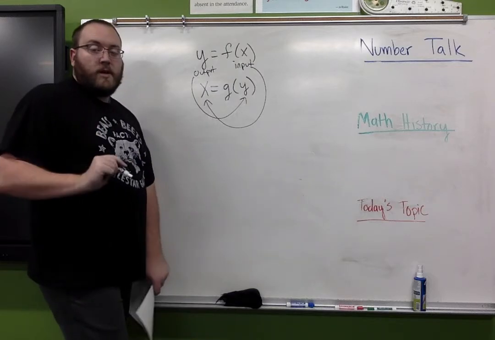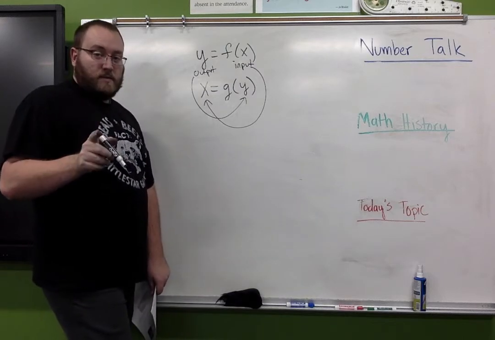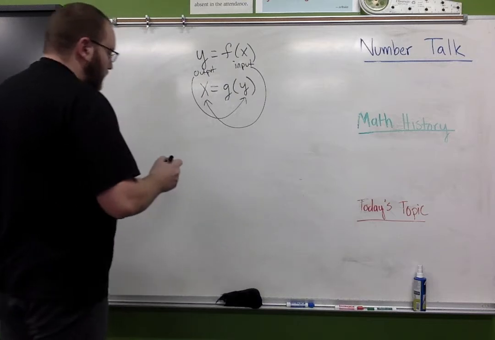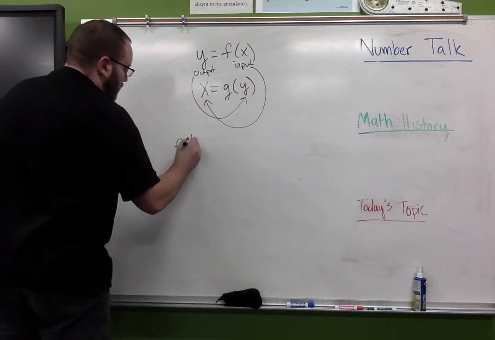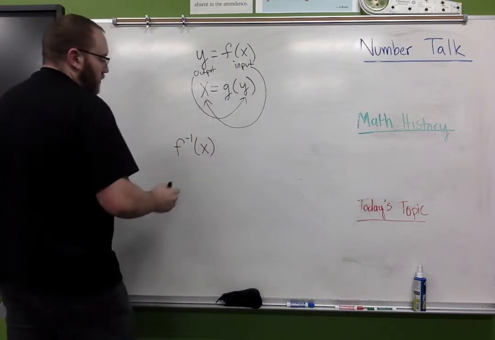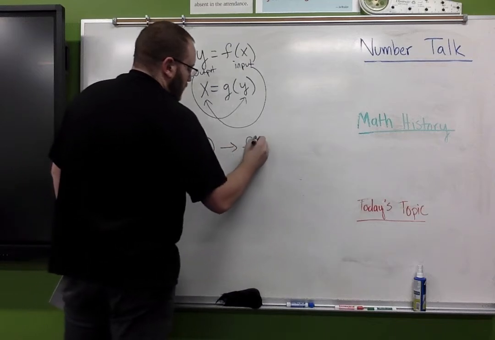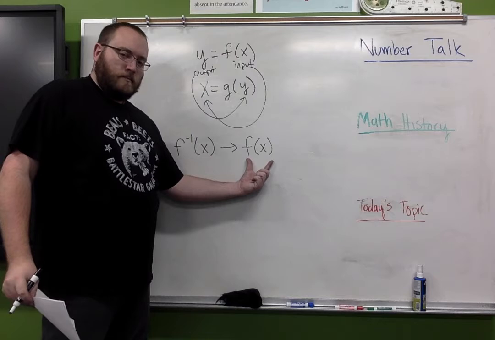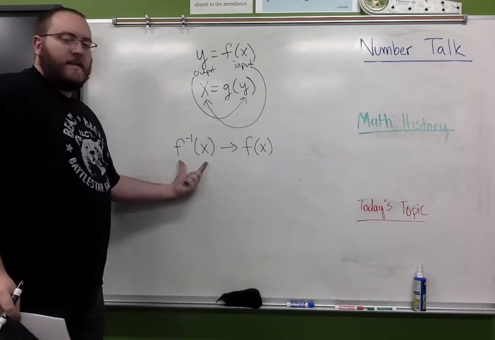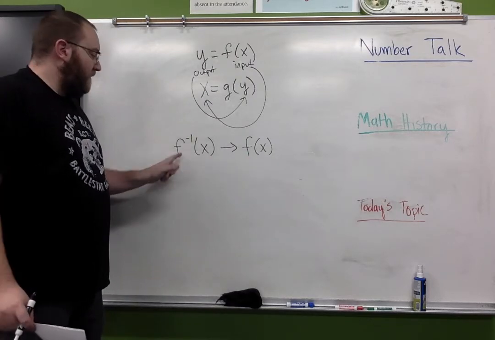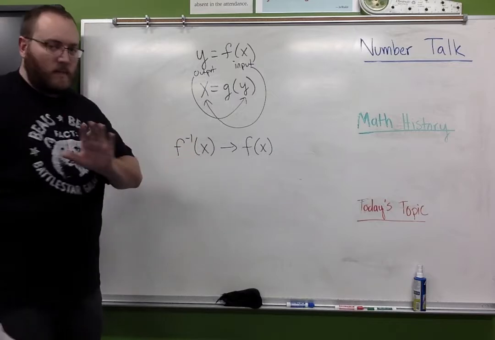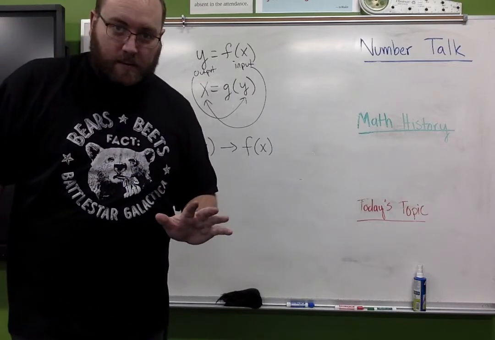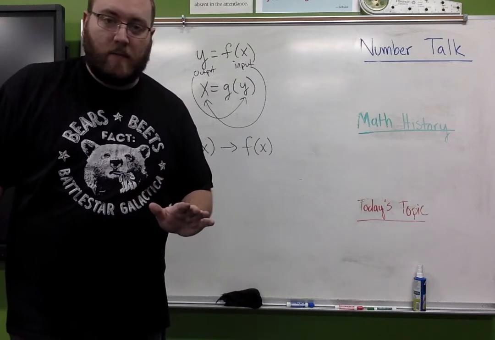The notation we're going to use, and you have to use this, okay, no choice. If I have a function, this is how I write the inverse of that function. So f to the negative 1 of x. That does not mean an exponent. It does not mean to the negative 1 power.